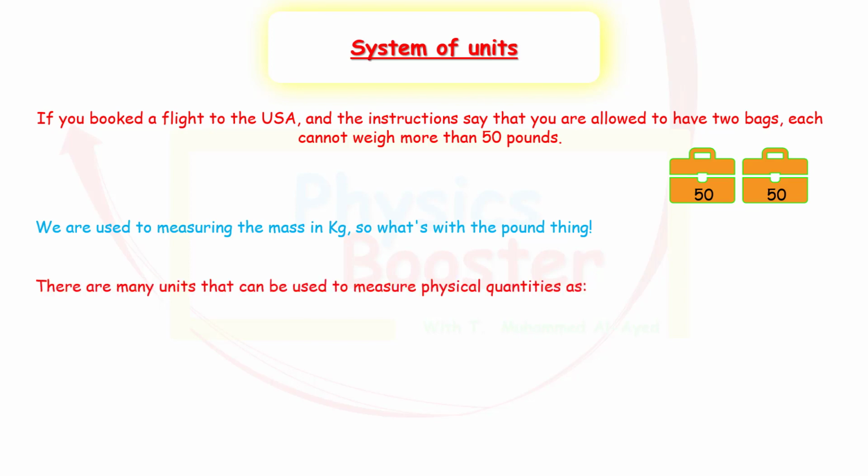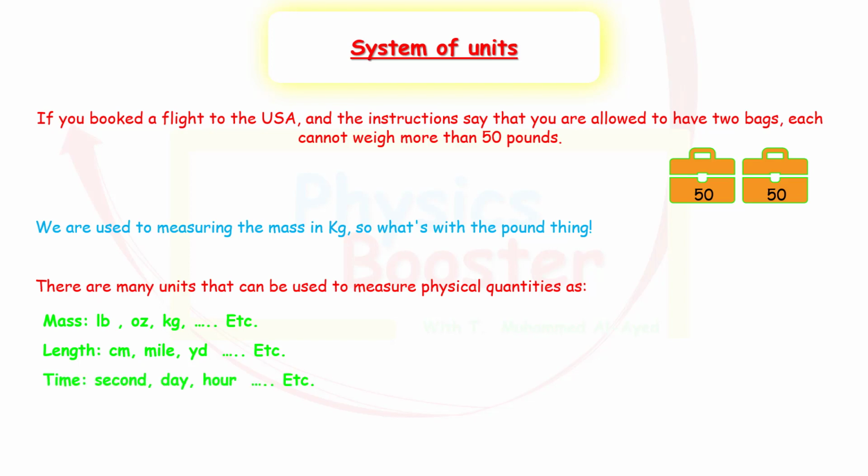Well, there are many units that can be used to measure physical quantities, not just the ones we know. For example, for mass we can use pound, we can use something called ounce, or we can use the kilogram, which we already know. Are there other units? Yes, there are. For the length, we're used to using centimeters and meters. Well, there's something called the mile, the yard, the inch, the foot, etc. There are many other units to measure length. Also, for time, for example, we know that there's seconds, days, hours, etc. These are all different units to measure different physical quantities.